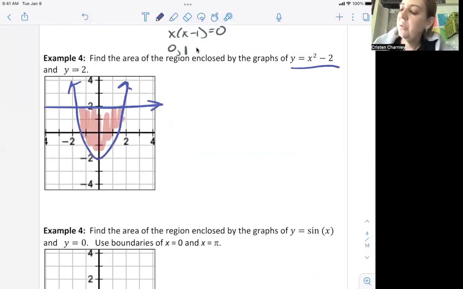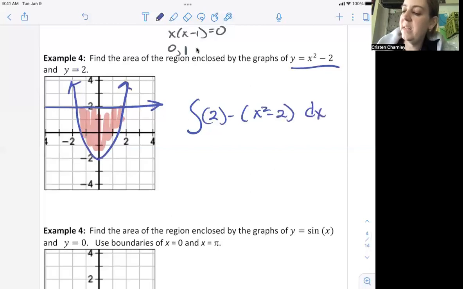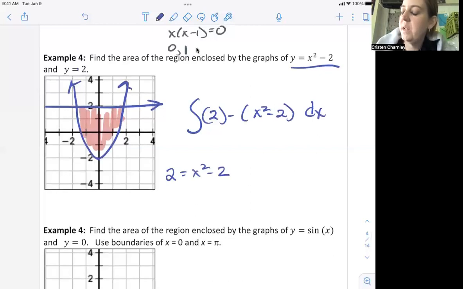Our integral would be, we'll come back to the boundaries. The top is at 2. The bottom is at x squared minus 2. It's a dx problem. When I set the two pieces equal to each other, 2 equals x squared minus 2. 4 equals x squared. x is plus or minus 2. You could factor that as well, but you don't have to. So there's my integral. This is my side work.